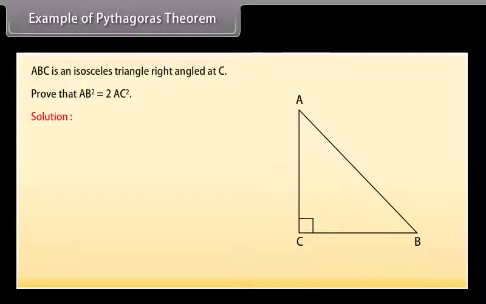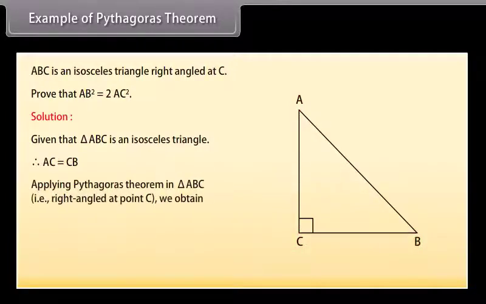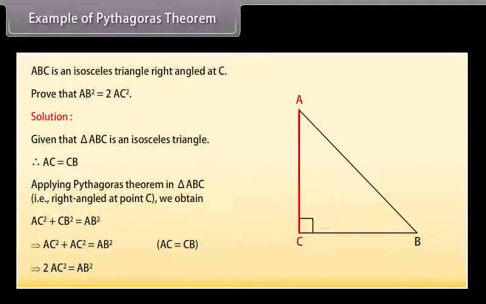Solution: given that triangle ABC is an isosceles triangle, therefore AC is equal to CB. Applying Pythagoras theorem in triangle ABC, that is, right angled at point C, we obtain AC square plus CB square equals AB square, which implies 2AC square equals AB square.